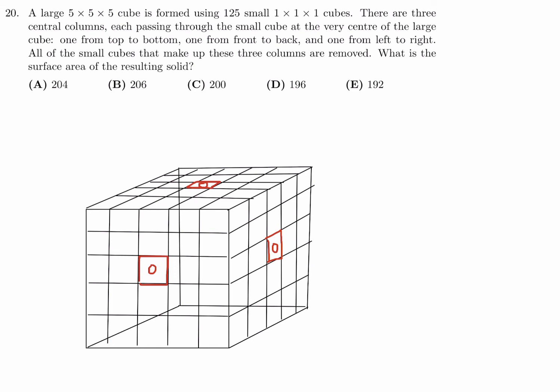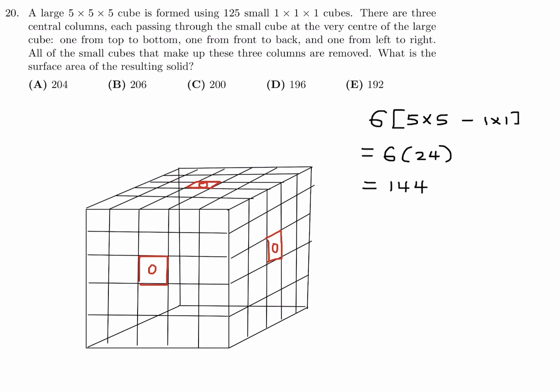All right, so the faces, that's pretty straightforward. That's going to be easy. There's 6 faces, and each face will have a surface area of 5 times 5, with this subtracted, which is just a 1 by 1. So that's the easy part. So that's 6 times 25 minus 1, so 6 times 24. Okay. And that is 144.